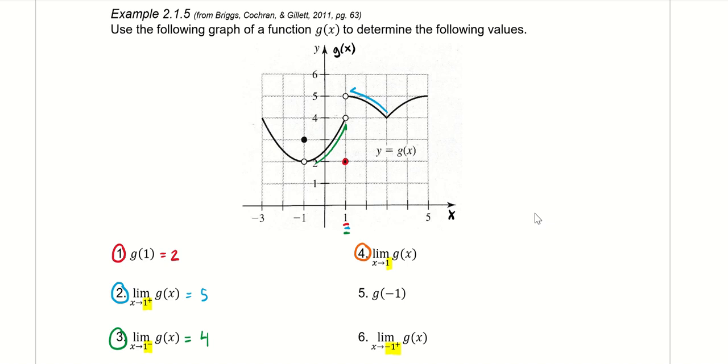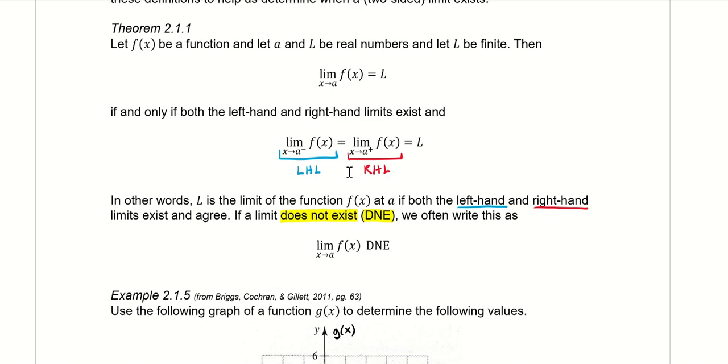Now let's find a regular limit, or a two-sided limit. The limit of g of x as x goes to 1. Well, this is what we were just talking about above. We need to consider the one-sided limits to determine if a two-sided limit like this exists. Remember, from above, the left-hand limits and right-hand limits have to agree at the x value of interest in order for the two-sided limit to exist.